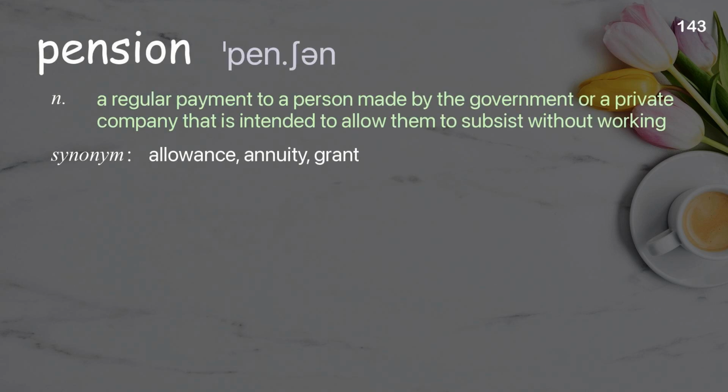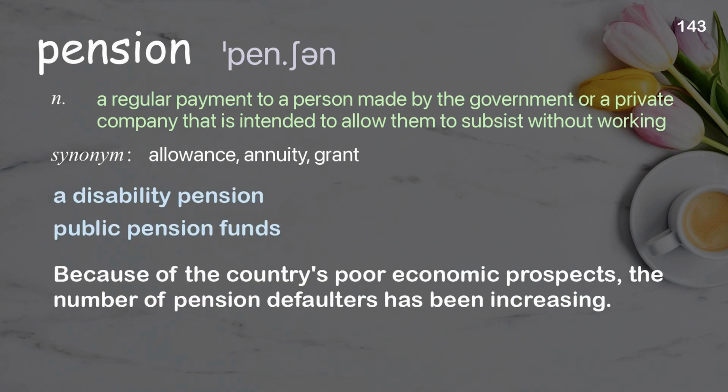Pension. A regular payment to a person made by the government or a private company that is intended to allow them to subsist without working. Examples: A disability pension. Public pension funds. Because of the country's poor economic prospects, the number of pension defaulters has been increasing.